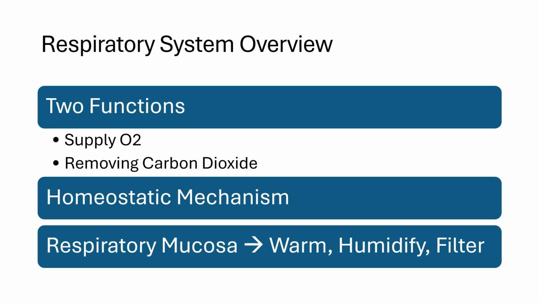So your respiratory system has two primary functions, which is supplying oxygen as well as removing the carbon dioxide. Now with this, it causes that homeostasis mechanism that we talked about in our acid-base lecture. And with it, we also have what's called respiratory mucosa, which warms, humidifies, and filters all the air that we breathe in.